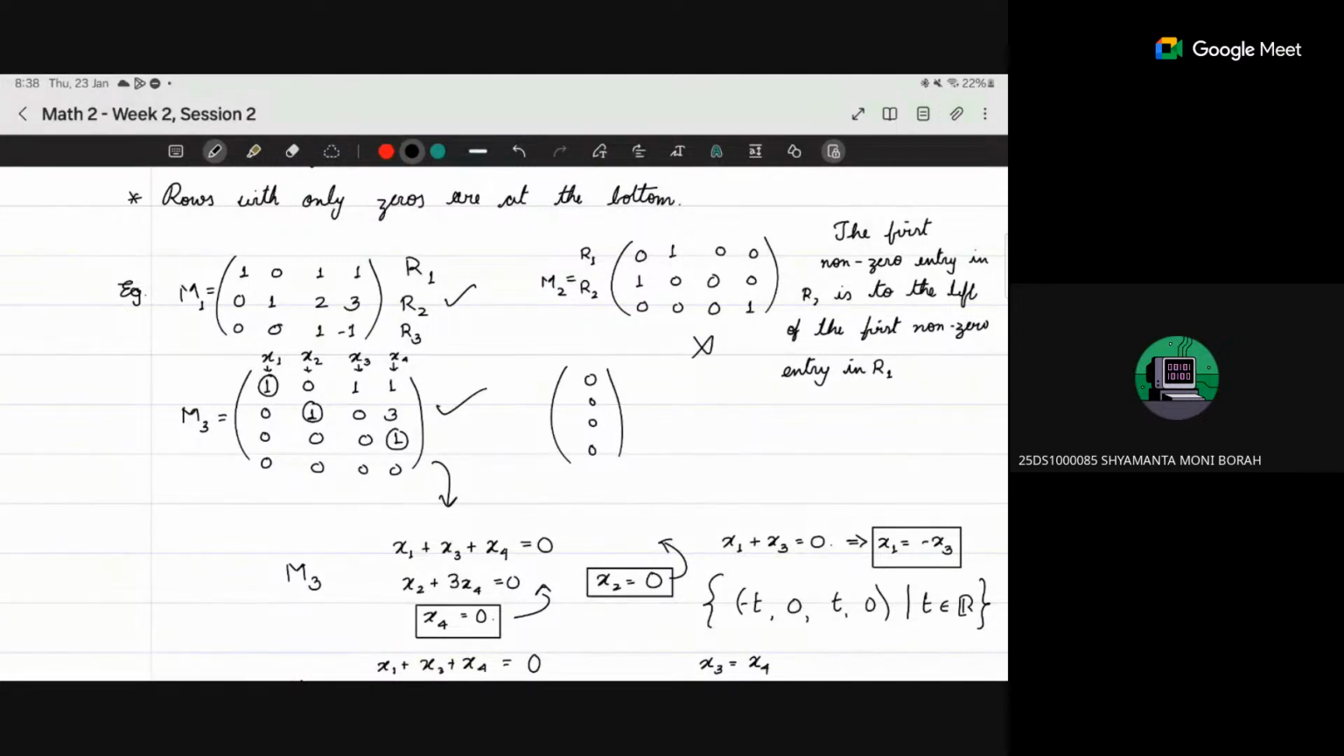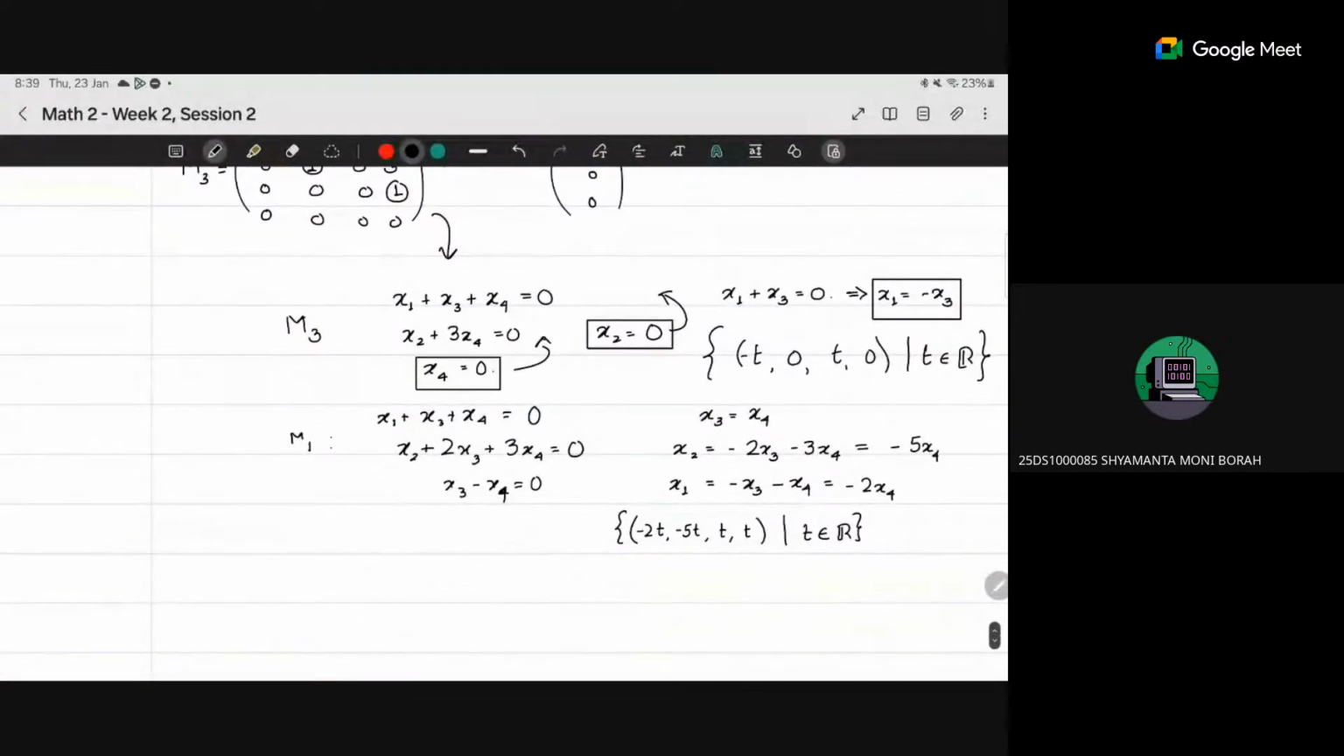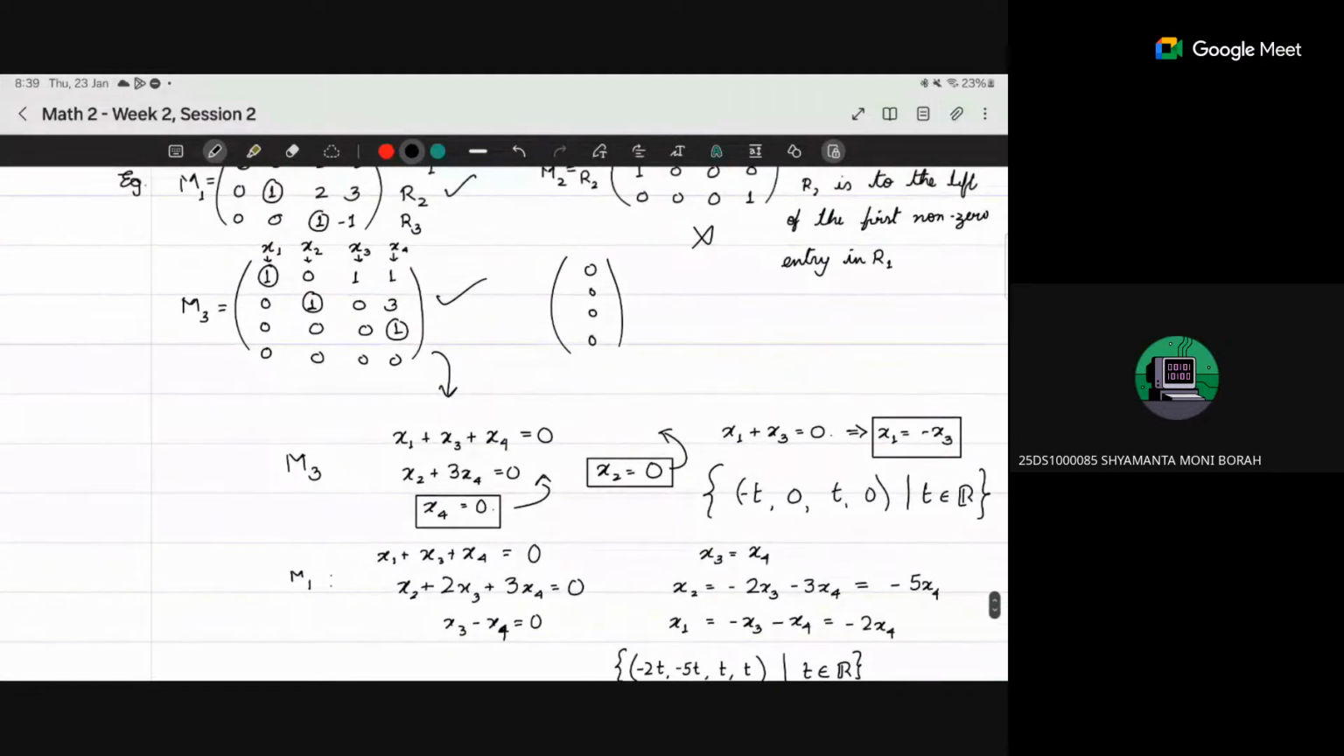Sir, had there been a 1 in row 3, say for example, in that case x3 would have been a dependent variable, right? Yes, you can see that over here. For M1, if I circle the leading ones, you will have x1, x2, x3 as the dependent variables, and x4 is the independent variable. And that is what we see over here. You can write x3, x2, x1 in terms of x4.